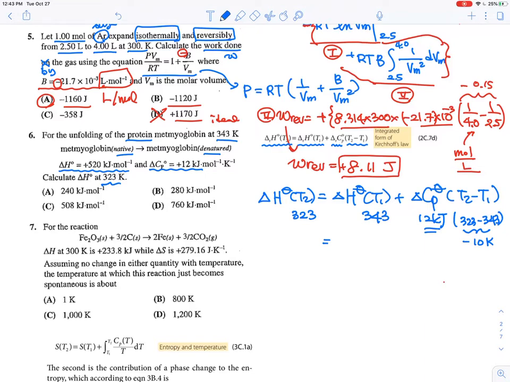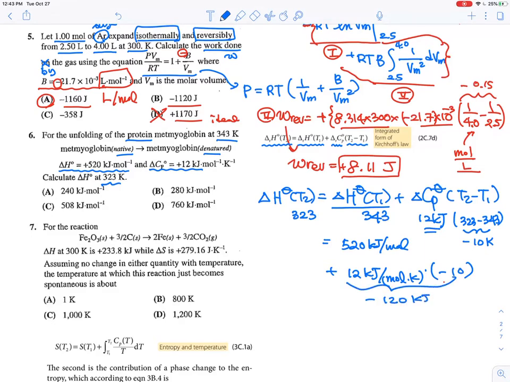Okay, so this number itself is 520 kilojoule per mole plus 12 kilojoule per mole Kelvin, right? Per mole Kelvin, and now the difference is minus 10. So this one itself is minus 120 kilojoule per mole. So therefore, your... okay, 520.